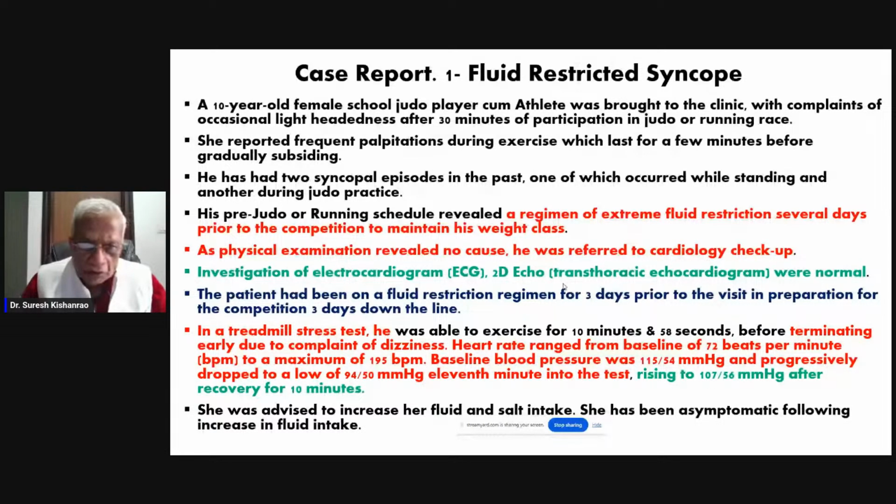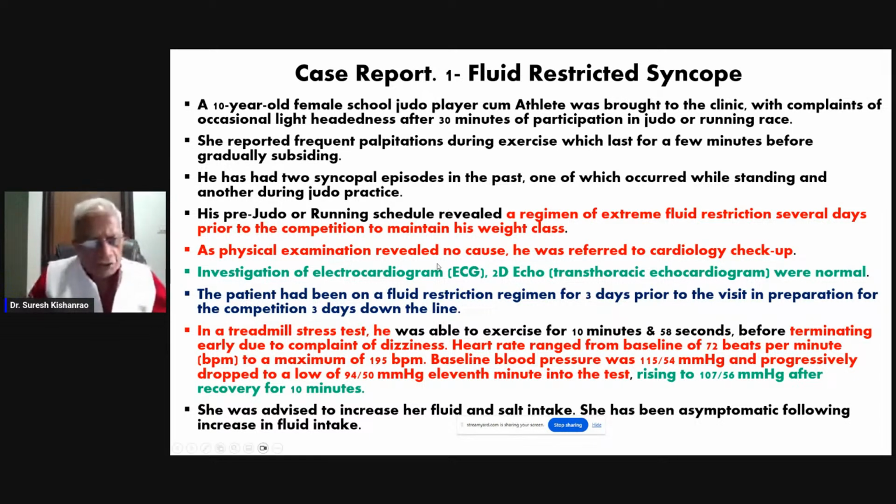Since the person had already been on fluid restriction for nearly 3 days, we put her on a treadmill stress test, wherein she was able to exercise for 10 minutes and 58 seconds, roughly 11 minutes, before terminating due to a complaint of dizziness. The child's heart rate increased from a baseline of 72 to 195 beats per minute. The blood pressure, which was 115 by 54, progressively dropped to as low as 94 by 50 in the 11th minute. But after resting for about 10 minutes, it came back to 107 by 56.